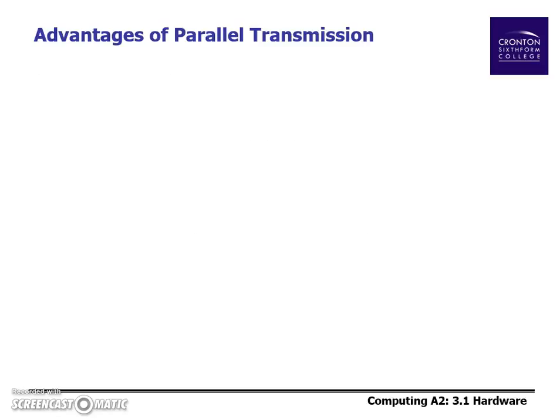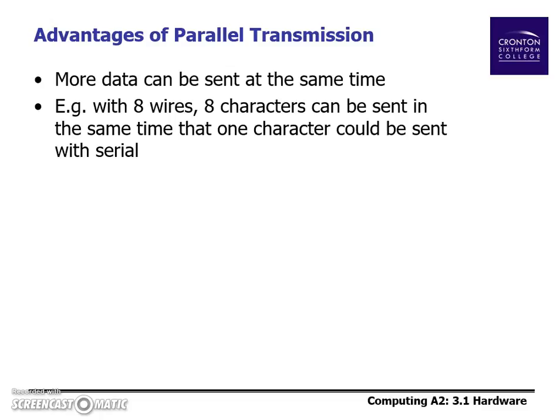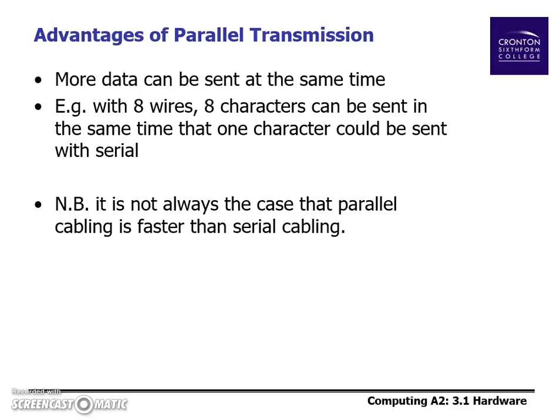So the advantages of parallel transmission are that more data can be sent at the same time. For example, with 8 wires, 8 characters can be sent at the same time, or in the same time frame that only one character could be sent with a serial transmission method.